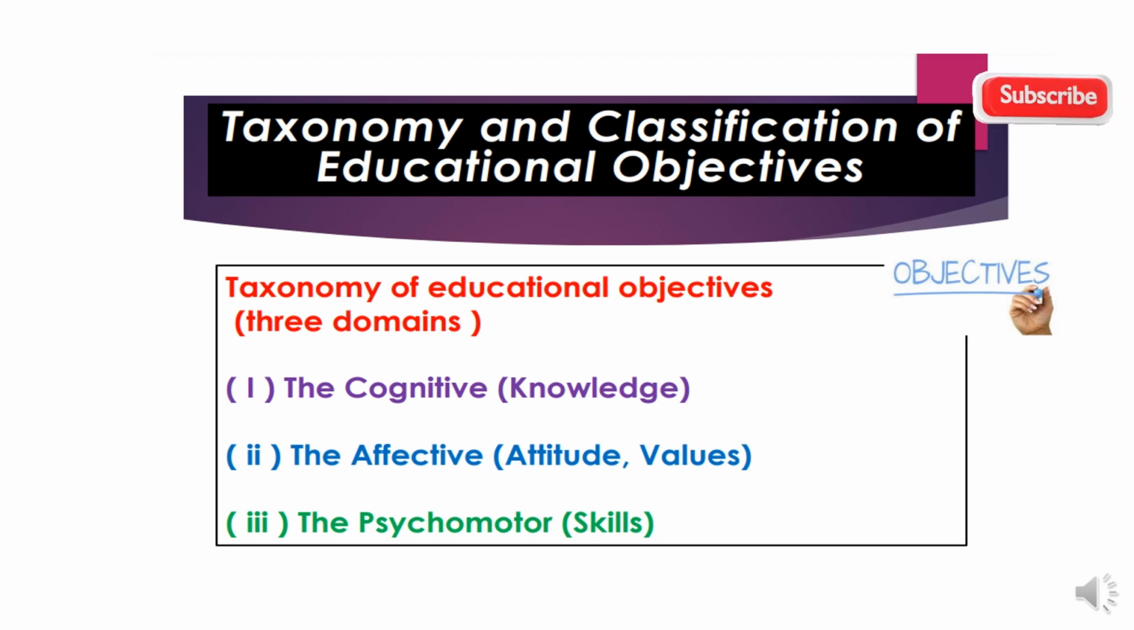Now we have taxonomy and classification of educational objectives. So the taxonomy of educational objectives has three domains. The first is the cognitive, like knowledge. The second domain is the affective, like attitude and value. The third is the psychomotor, like having these skills.